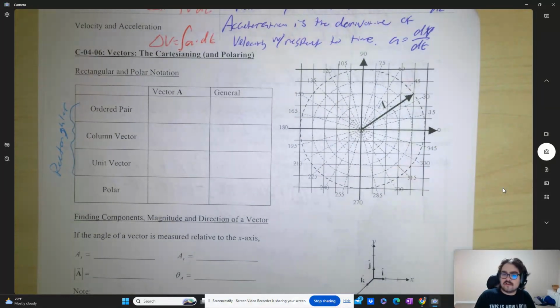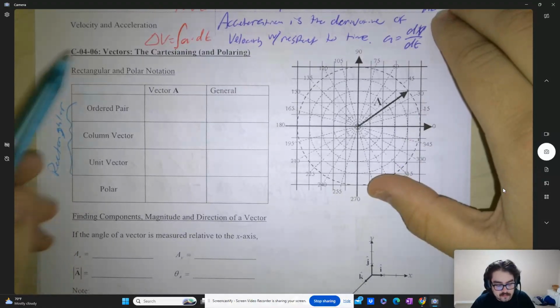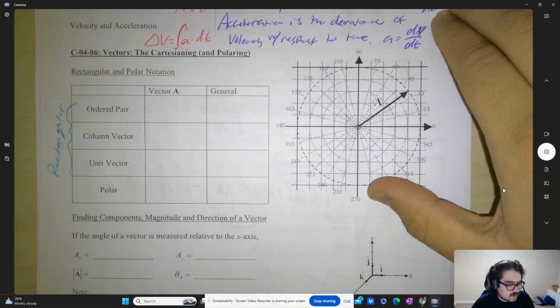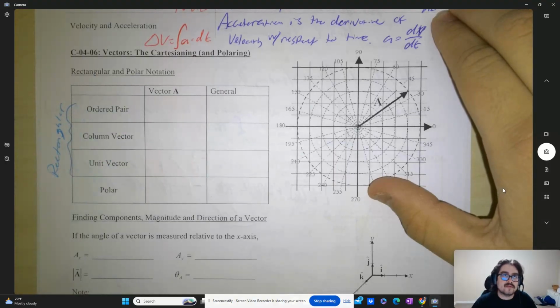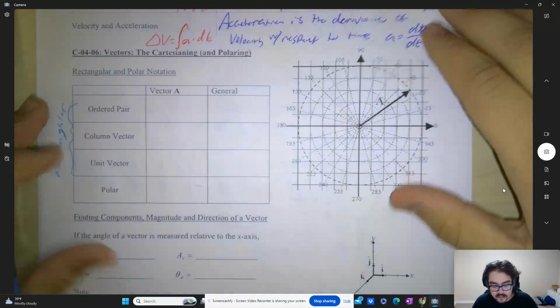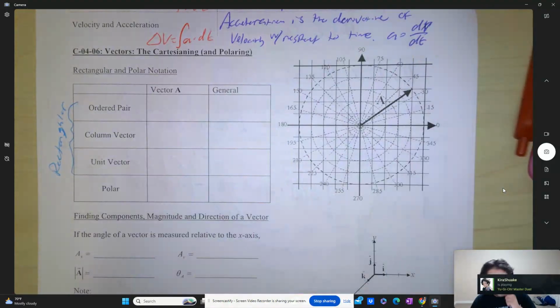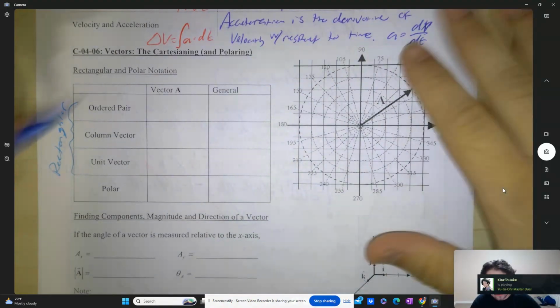When I was in college, I learned of three different coordinate systems: rectangular, which I think we called Cartesian, polar, and then cylindrical, which is a completely different one. But you only need to know rectangular and polar. You should know that.